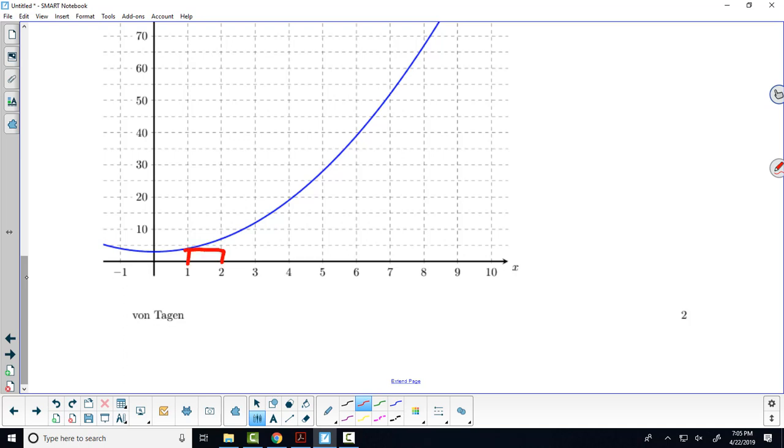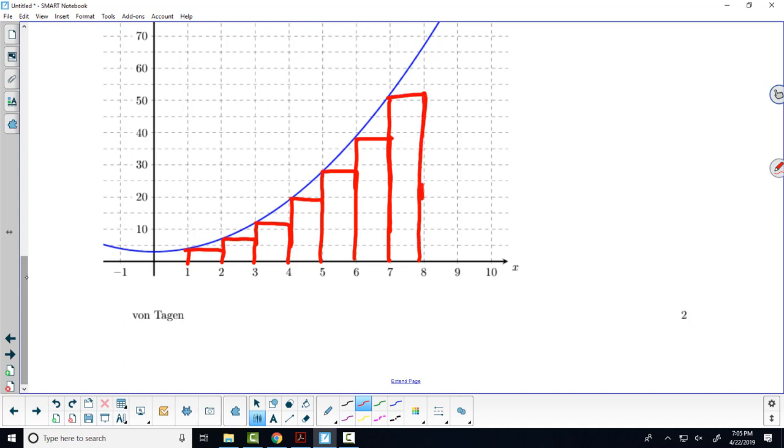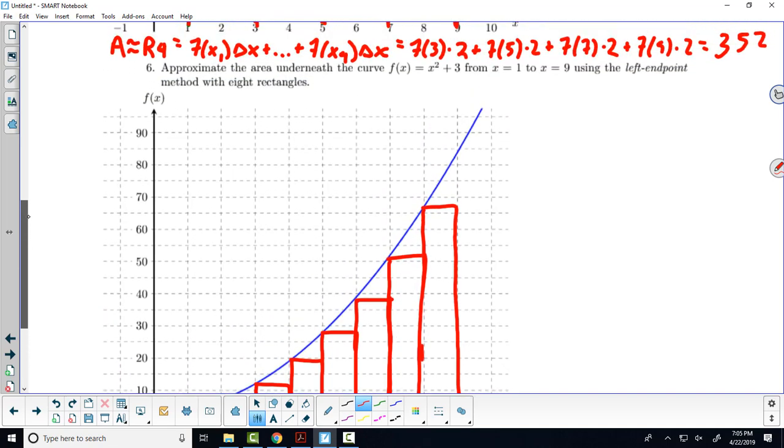Here's the first rectangle. Here's the second rectangle. Third rectangle, etc. You're doing the left hand then. Am I? Looks like it, yes. It does look like it. Okay? And I did say to use the left endpoint method up in the prompt, yep, right here.